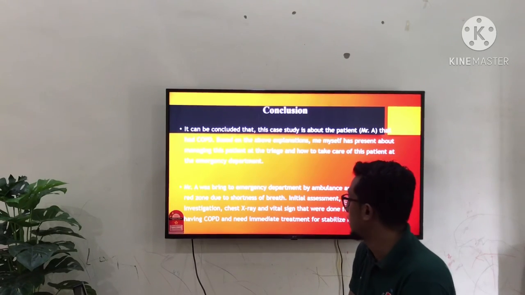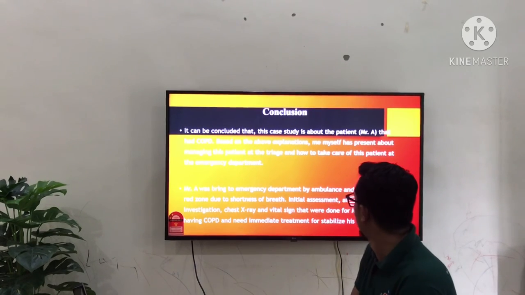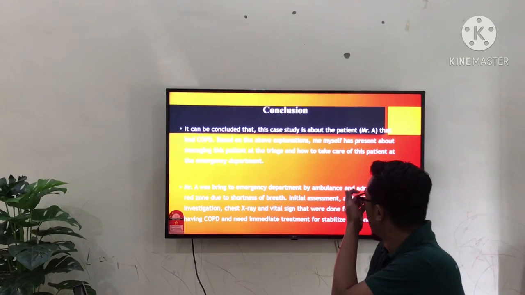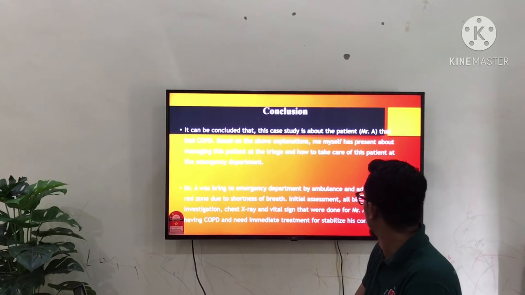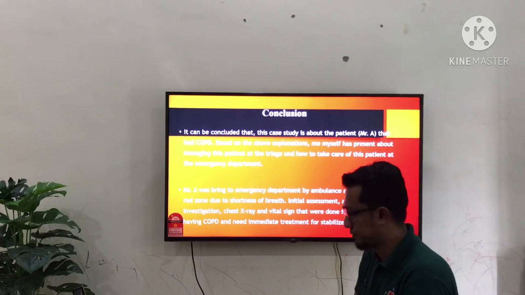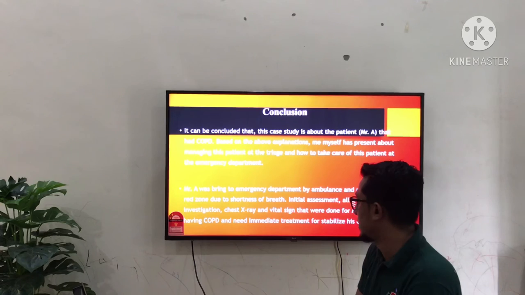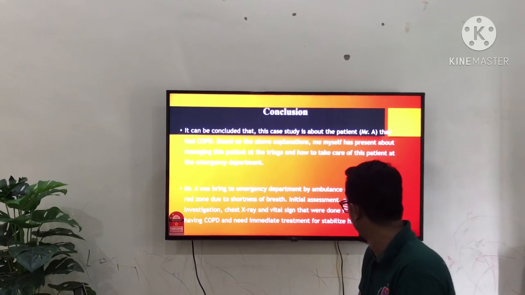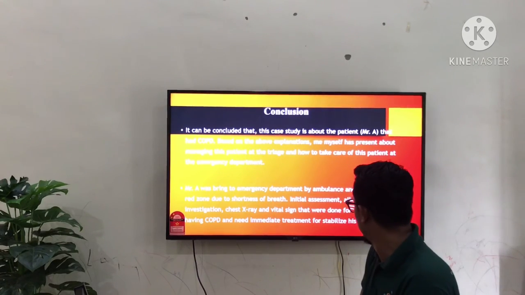Okay, so the conclusion is, it can be concluded that this case study is about the patient Mr. A that had COPD. Based on the above explanation, I have presented about managing this patient at the triage and how to take care of this patient at the emergency department. Mr. A was brought to emergency department by ambulance and admitted to red zone due to shortness of breath. Initial assessment, all blood investigations, chest X-ray and vital signs that were done for Mr. A show having COPD and need immediate treatment to stabilize his condition.